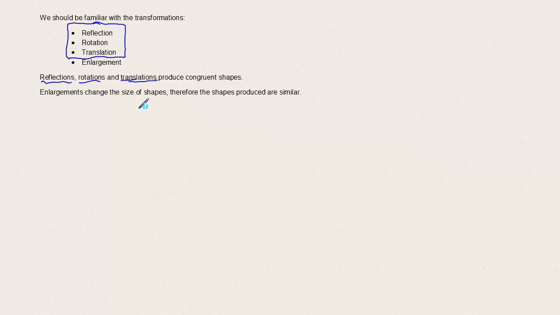Enlargements change the size of shapes. They either make them bigger or smaller, but they retain the actual shape. So therefore the shapes produced are similar.